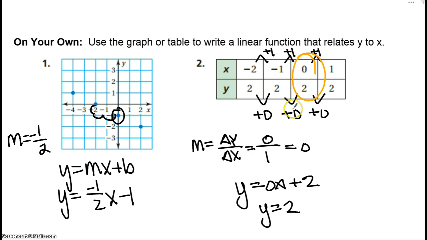On 2, I have to use the change in y over the change in x. The change in y, it adds 0 every time. It doesn't change. And the change in x, it adds 1 every time. So change in y is 0, change in x is 1, and 0 divided by 1 is 0. So this is y = 0x + 2, which really just simplifies to y = 2. The way I found this 2, the y-intercept, is that when x is equal to 0, y is equal to 2, and that would be my y-intercept.